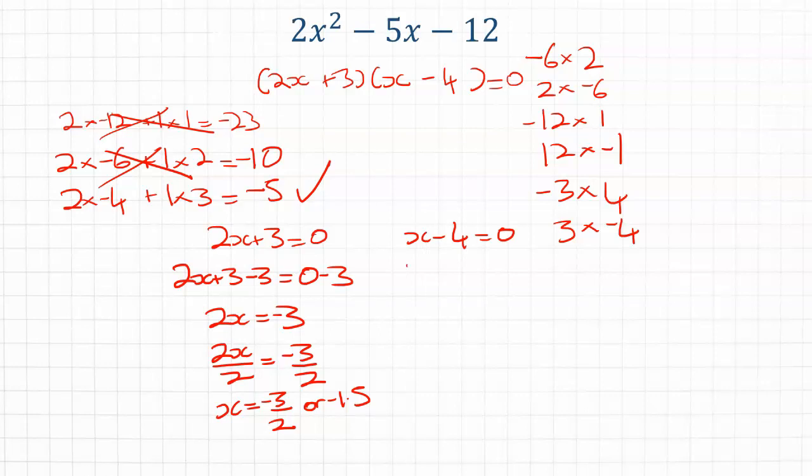To solve x minus 4, we add 4 on both sides and we get x equals 4. The solutions to the quadratic equation 2x squared minus 5x minus 12 are therefore x equals minus 1.5 and x equals 4.